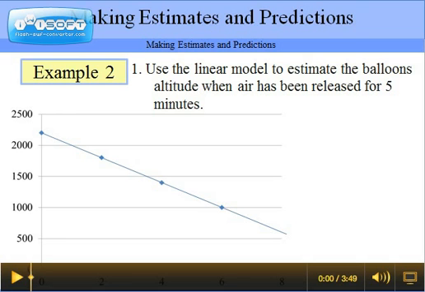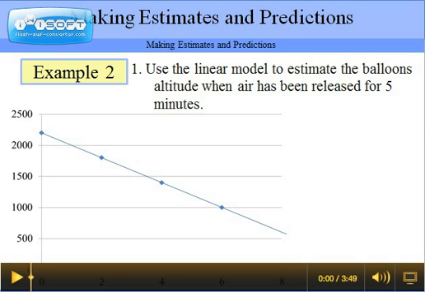Example 2, I want to use a linear model to make estimates and predictions. So example 2.1, I want to use the linear model to estimate the balloon's altitude when air has been released for 5 minutes. So to estimate the altitude of the balloon when air has been released for 5 minutes, we locate the point on the linear model where the t-coordinate is 5.